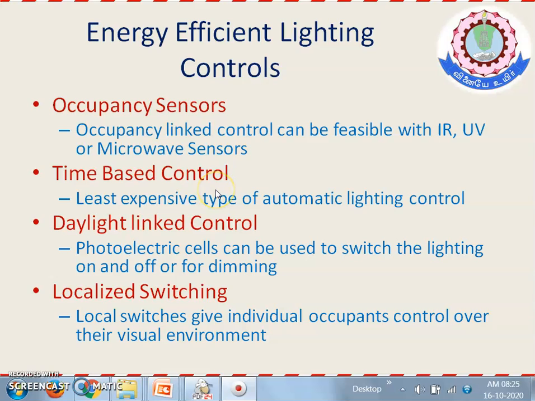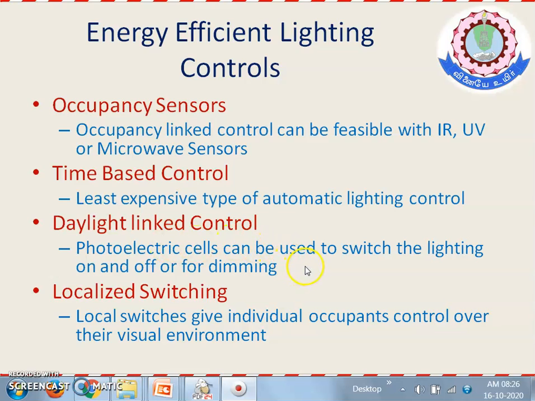The second thing is time-based control. In a preloaded method, you can fix the timing, and this lamp can operate for 2 hours, and that too particularly between these hours and these hours, evening 6 to morning 6 or something. So that is another control, and another control is daylight control.